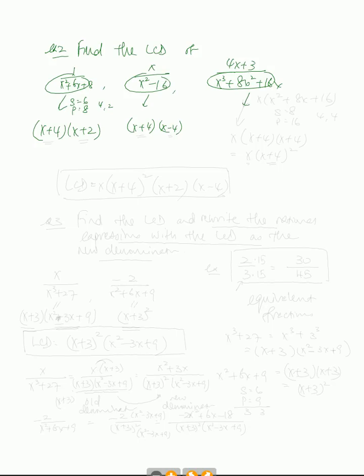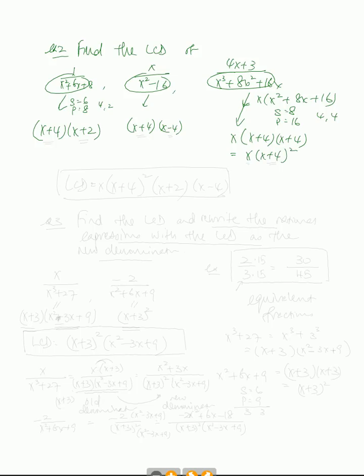Alright, let's try this one. I need a GCF of x first, followed by x squared plus 8x plus 16. Okay, I have a sum of 8 and a product of 16. So the two numbers that will work are 4 and 4. So what is the answer for my last denominator? It's going to be x times x plus 4, x plus 4. So we're going to call it x plus 4 squared.